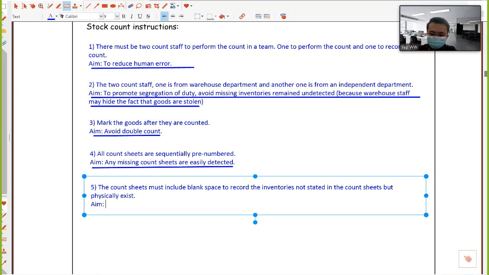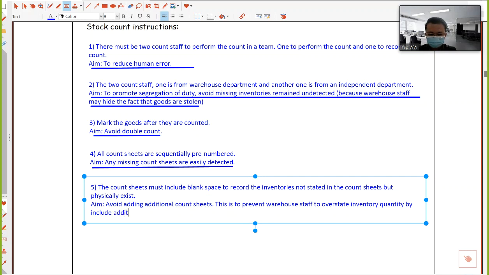The reason for doing this is we don't want them to add additional count sheets. Avoid adding additional count sheets. This is to prevent warehouse staff from overstating inventory quantity by including additional count sheets.